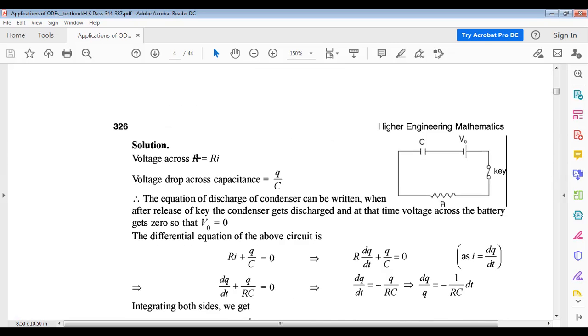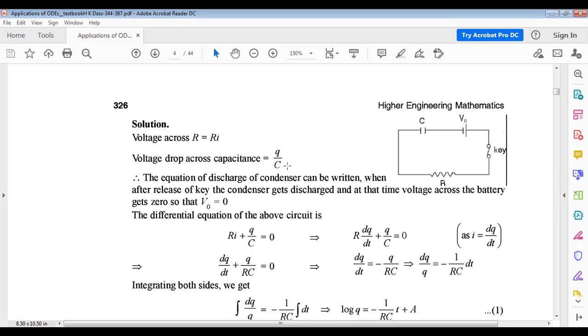Now voltage across resistance R is Ri. Voltage drop across the capacitance is Q by C. This is actually the formula for the electric circuit, and this is the resistance R, this is the V naught, this is the key, and this is the capacitor C. The equation of discharge of condenser can be written when, after release of the key, the condenser gets discharged and at that time voltage across the battery gets 0, so that V naught equals to 0.